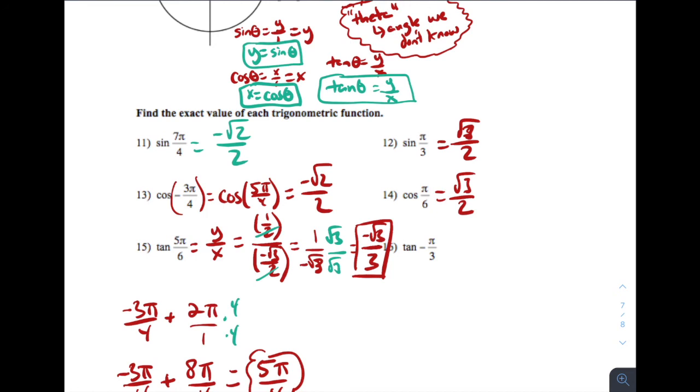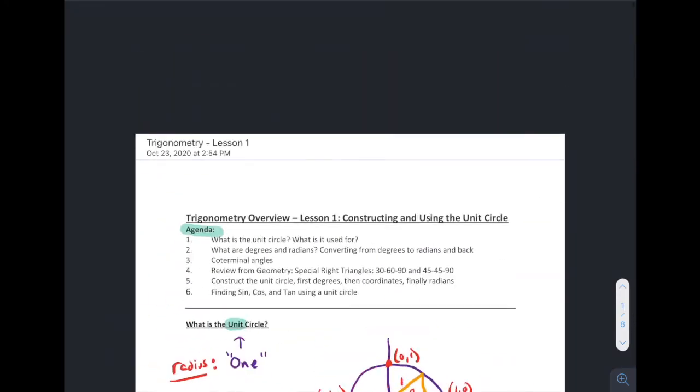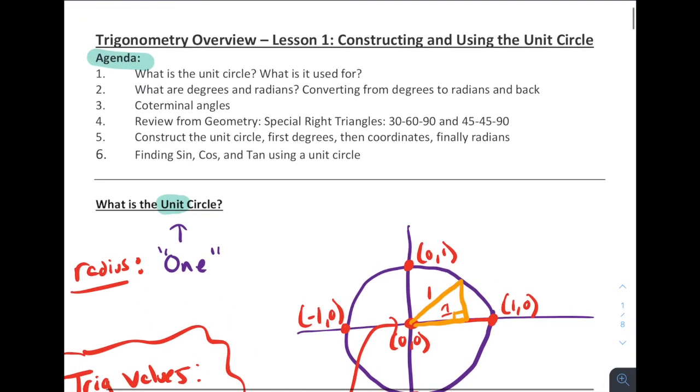I'm going to end it there because I think this video has been already long enough. We are over an hour on this. This was a huge introduction to constructing and using the unit circle.